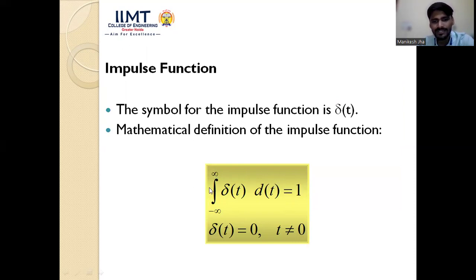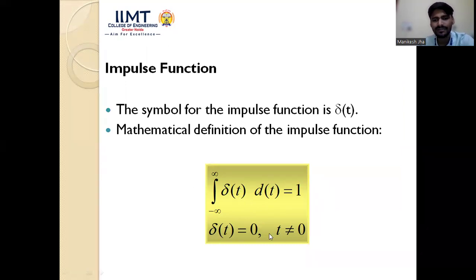This property is known as the area property of the impulse. When we integrate any signal from minus infinity to infinity, it means we are going to find the area of that function. So we are finding the area of the impulse signal, and the area of the impulse signal is 1. So it is also known as the area property of the impulse function.